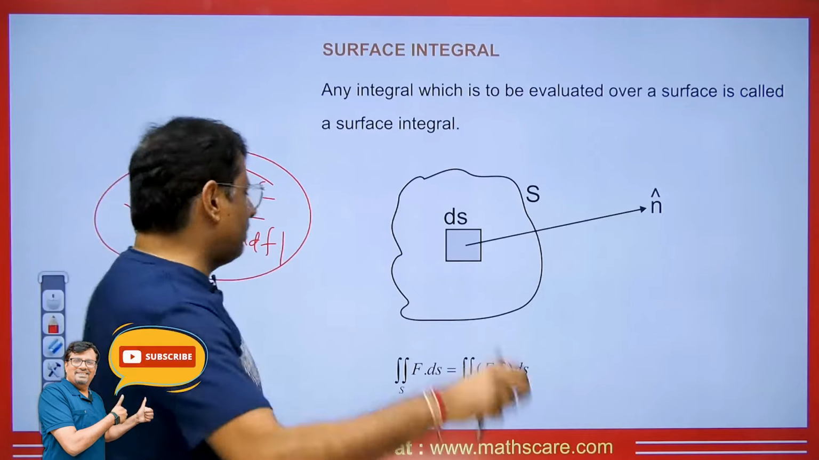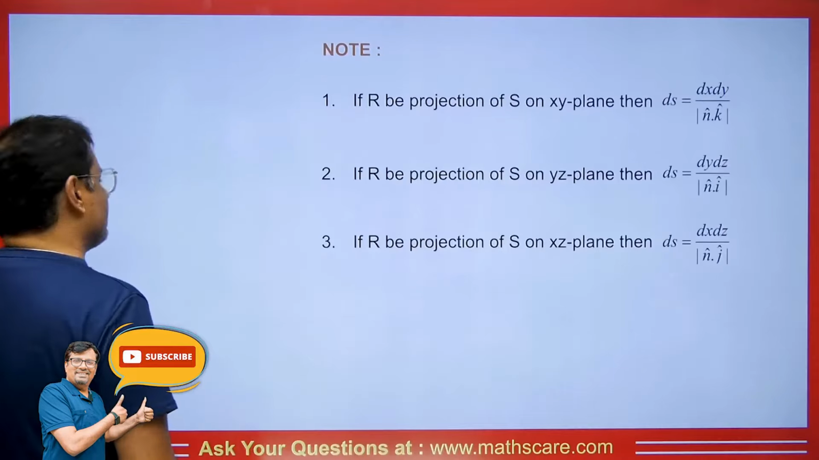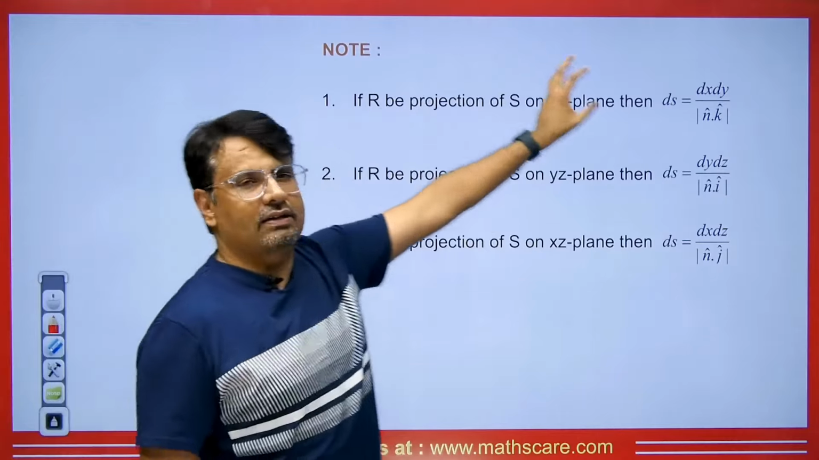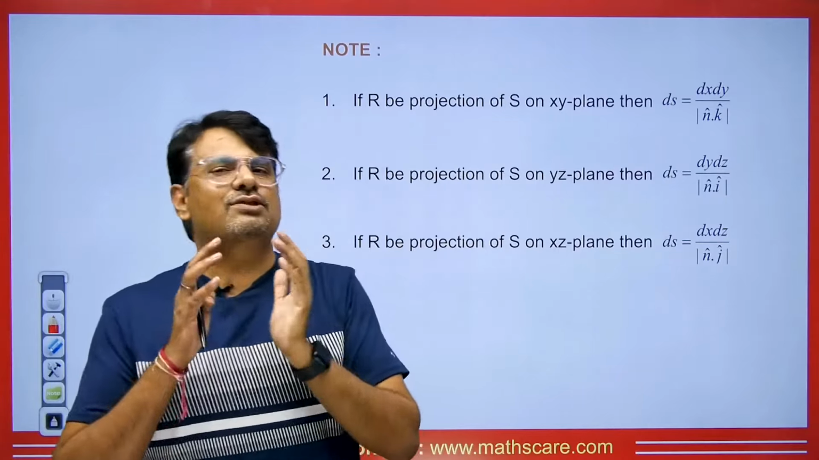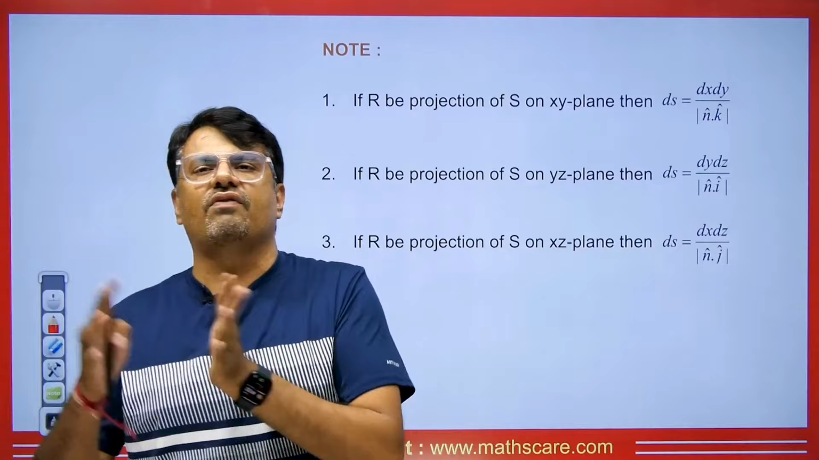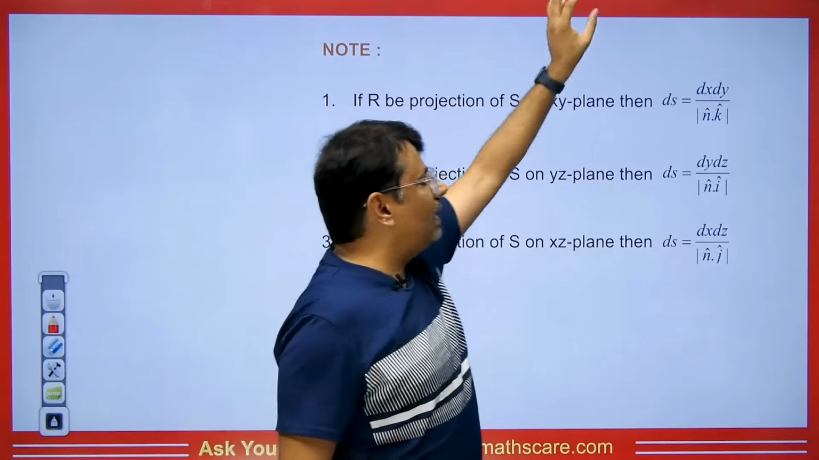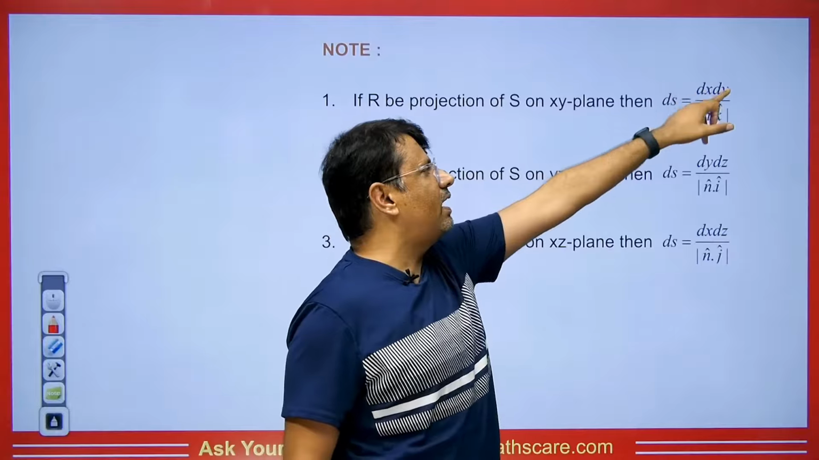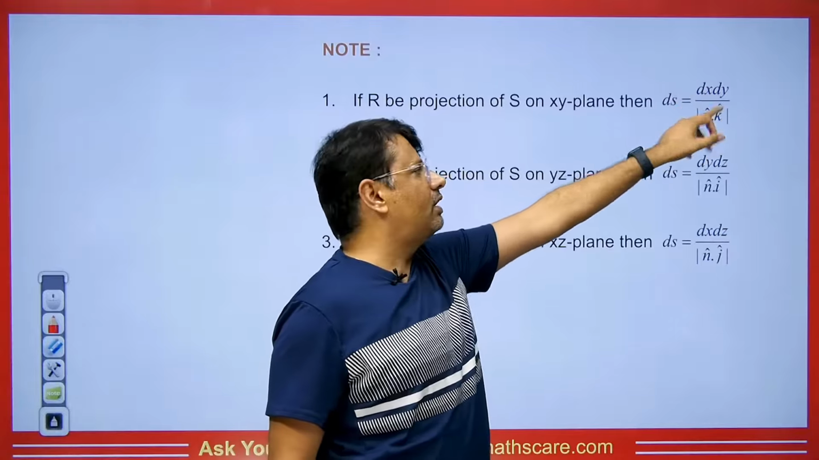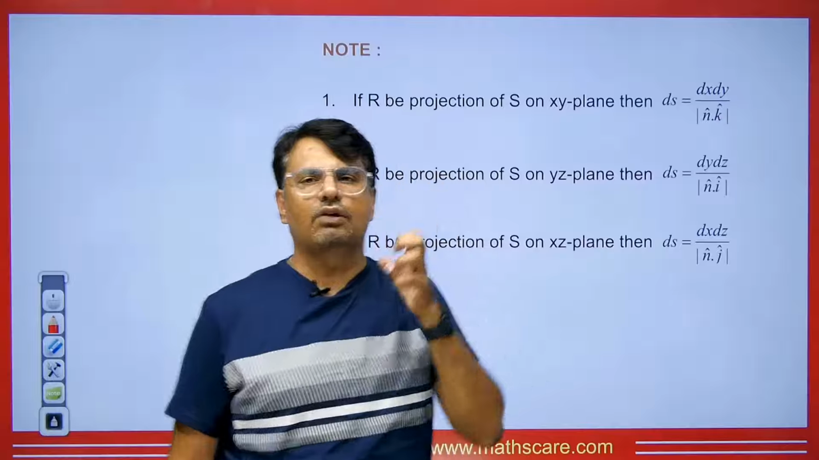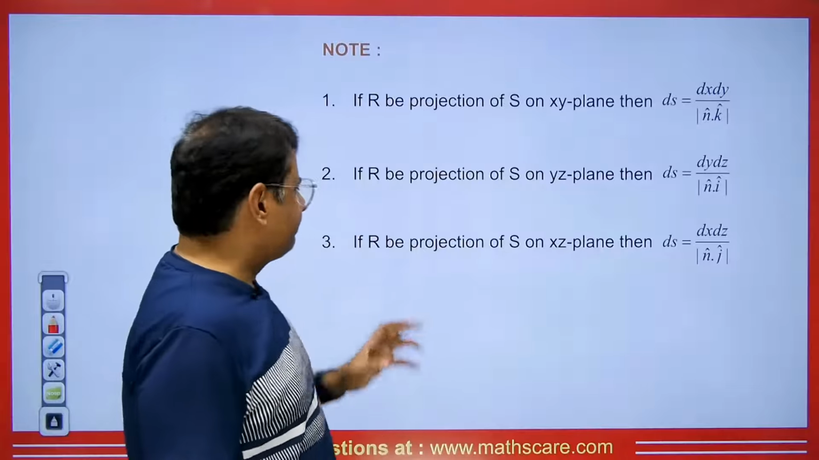So I want to explain it a little bit. Whenever we are discussing the surface integral, it is obviously in two dimensions, either in the xy plane, the yz plane or the zx plane. If it's in the xy plane, we will take dS as dx dy upon n cap dot k cap, where n cap is the unit normal vector.